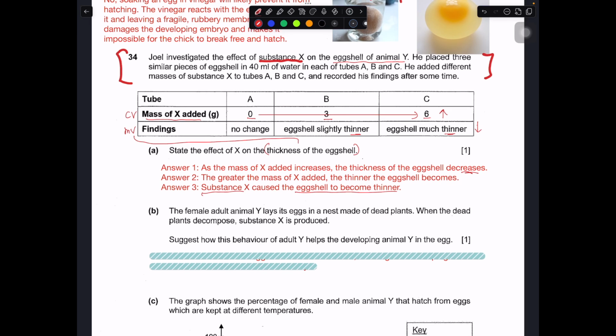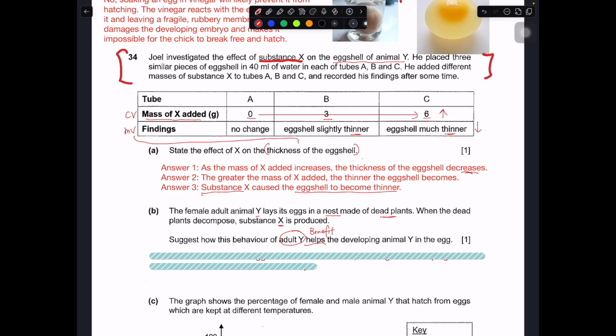Okay, so next up, the female adult animal Y lays its eggs in a nest made of dead plants. Then these dead plants decompose, right? They produce eggs. So this is related to this. Okay, this is related to this. It produces eggs. Then eggs cause eggshell to become thinner. So suggest how this behavior of adult Y helps the developing animal Y in the egg. So it's trying to ask you for a benefit, not the disadvantage.